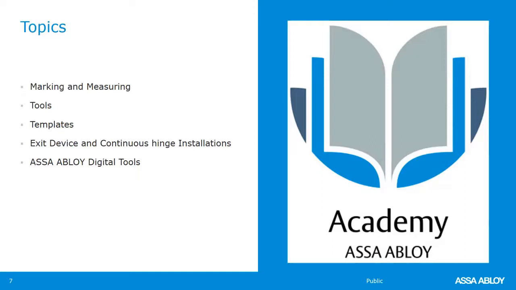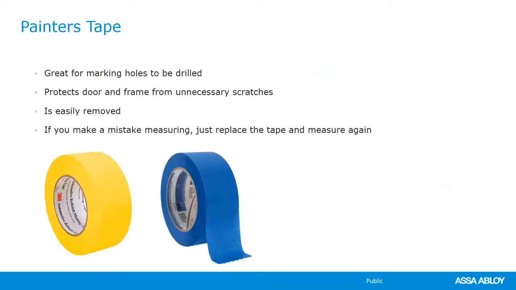So without further ado, we're going to talk first about one of my favorite topics, which is painter's tape, which is really kind of funny because I'm not a painter and actually can't stand painting. But painter's tape works really great for marking up a door or a frame and allowing you to put those measurement marks on that tape. It protects the door from those unnecessary scratches. If we've got a really nice finished door, the last thing we want to do is scratch it up right before we install hardware. The tape can be easily moved.